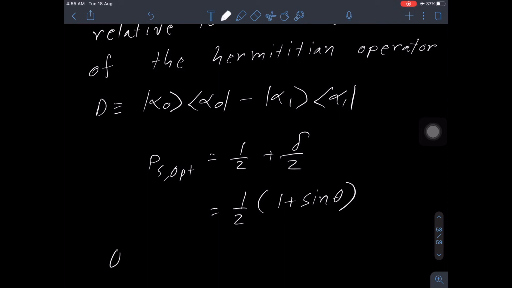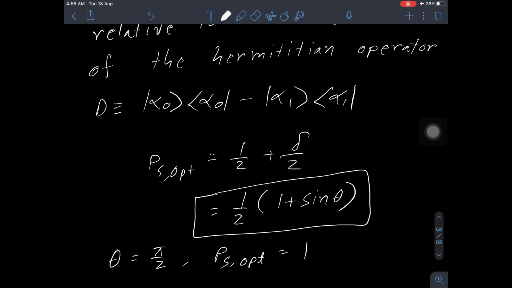Right, now you can see if theta is equal to pi by 2, that means alpha 0 and alpha 1 are orthogonal. If you ask yourself intuitively, if alpha 0 and alpha 1 were orthogonal, then we could distinguish them by a measurement, right? That was the very first thing that we said in the very beginning of these videos. And if this is pi by 2, then PS optimal is nothing but 1, right? So whenever theta is pi by 2, that means the angle between alpha 0 and alpha 1 is 90 degrees, then you can obviously choose a basis such that you can perform a measurement and distinguish them perfectly. And that's the idea, and this is the optimum success probability for non-orthogonal states.